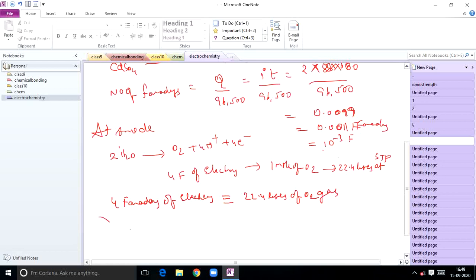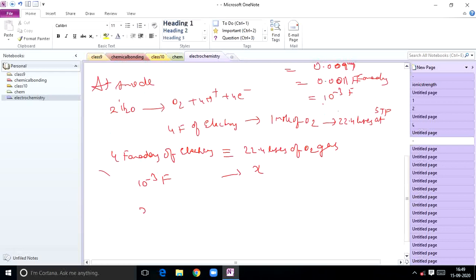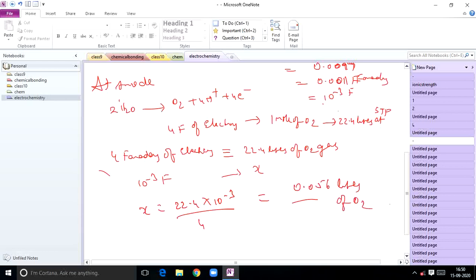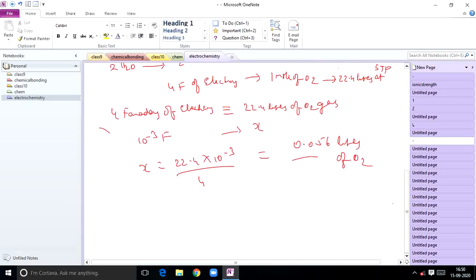Now number of Faraday, how much we got? 10 power minus 3 Faraday is equivalent to X. Do this. So X is equal to 22.4 into 10 power minus 3 by 4. And finally how much you are going to get? 0.056 liters of oxygen. Okay students, next.